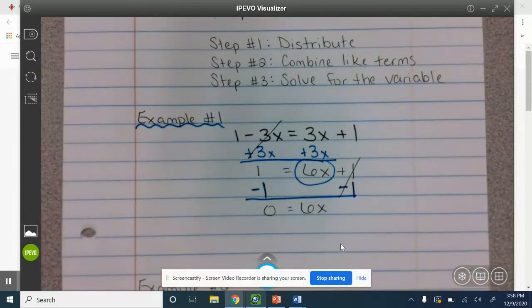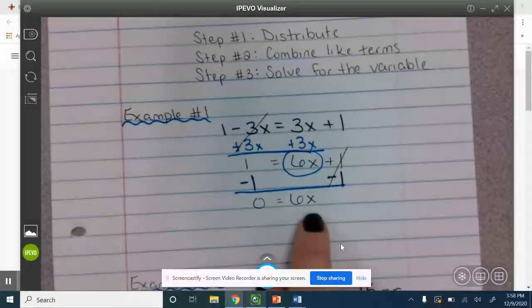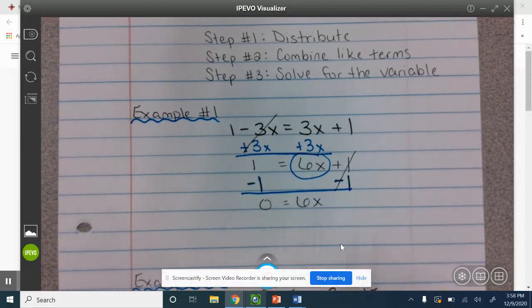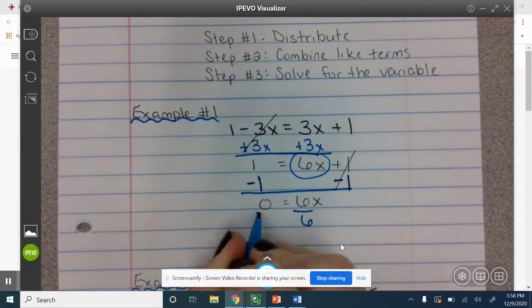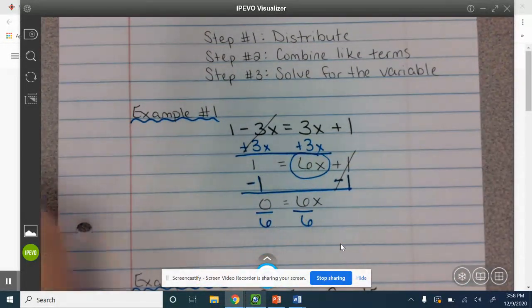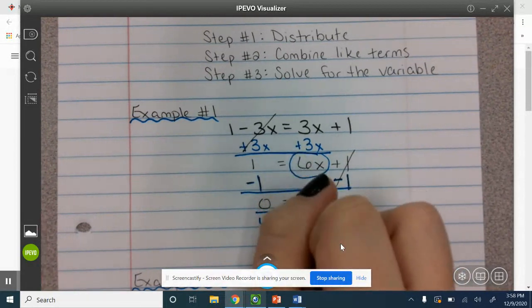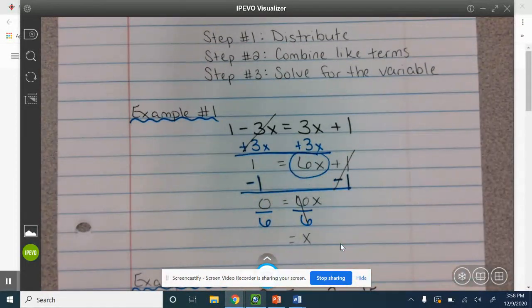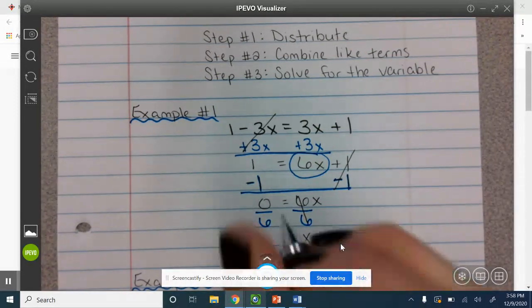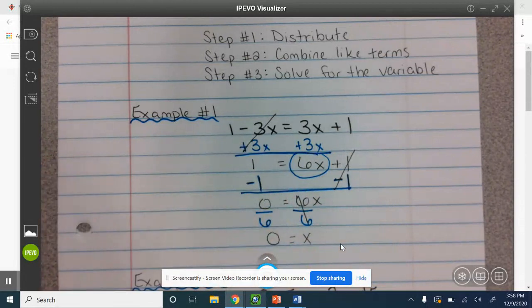So what I do now is how do you break up 6 times x? Because I still need that x by itself. We're going to divide by 6. When I divide 0 divided by 6, this trips us up sometimes, but we're not going to let it. 0 divided by any number is always going to be 0. So no matter what you're doing, 0 divided by anything is still a 0.